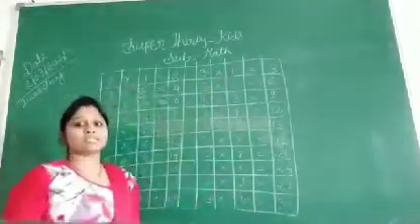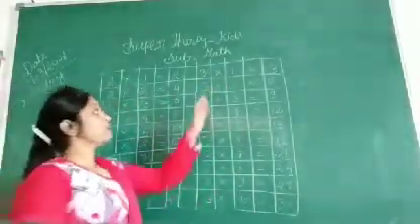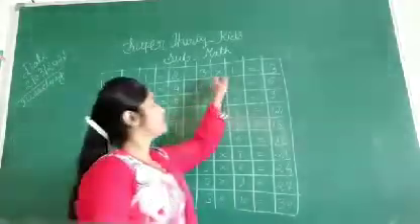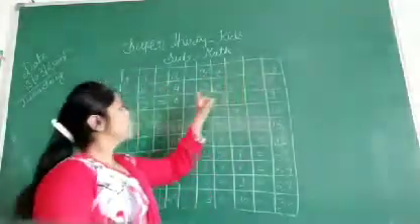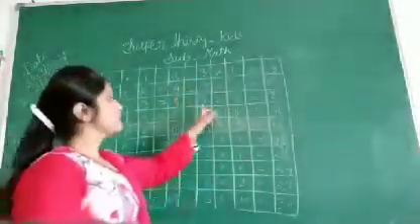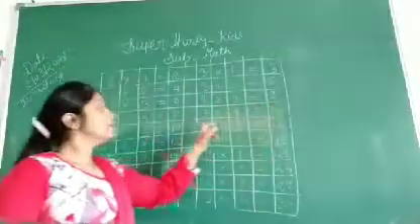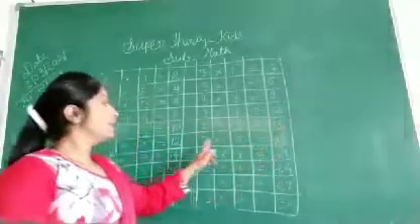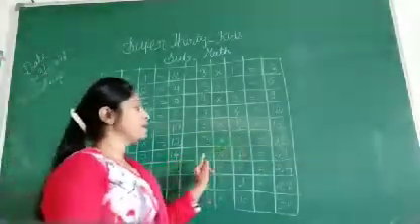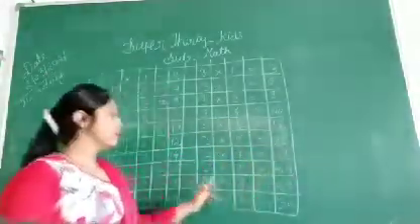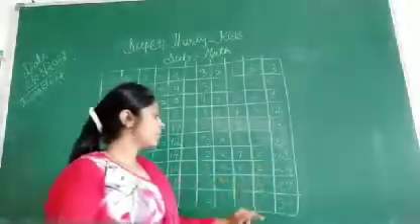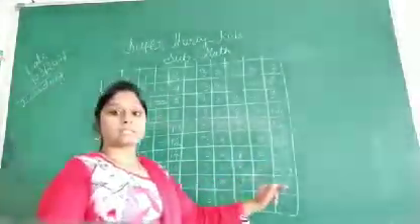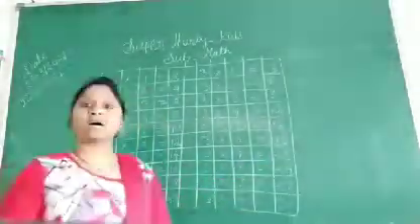How to read this table? Listen. 3 ones are 3. 3 twos are 6. 3 threes are 9, 3 fours are 12, 3 fives are 15, 3 sixes are 18, 3 sevens are 21, 3 eights are 24, 3 nines are 27, and 3 tens are 30.